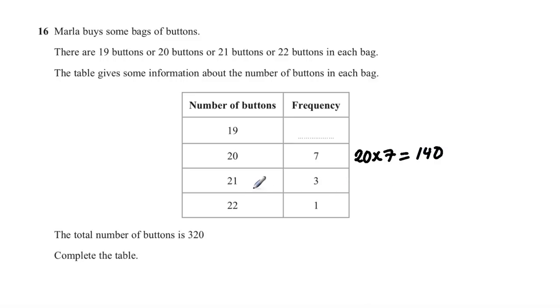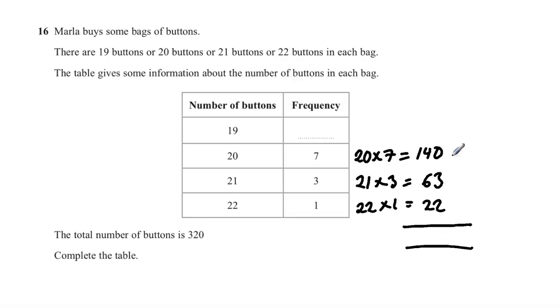There are 3 bags that contain 21 buttons. So again, I'm going to multiply 21 by 3, which is 63. And there's one bag that contains 22 buttons, which is 22. I'm now going to add all the buttons together. So 140 plus 63 plus 22 is 225. It says the total number of buttons is 320.